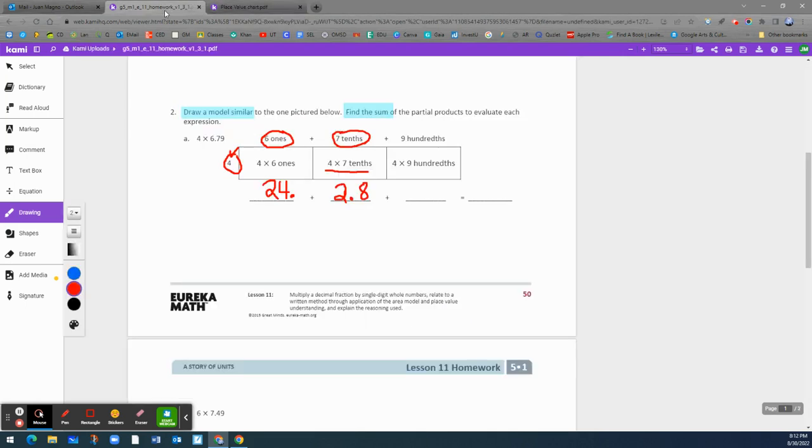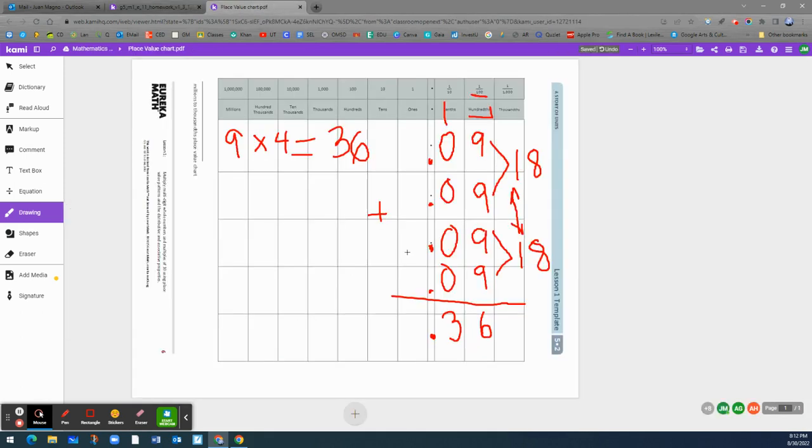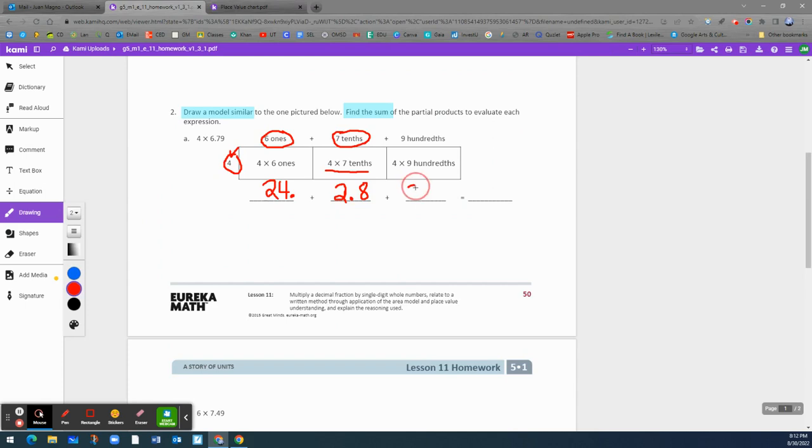All right, so let's go back to our document. So the answer for this, the product, will be 36 hundredths. So we will write 36 hundredths, decimal first. Let me see if I can do this better. Okay, so 36 hundredths. Now it says that we have to add them up.